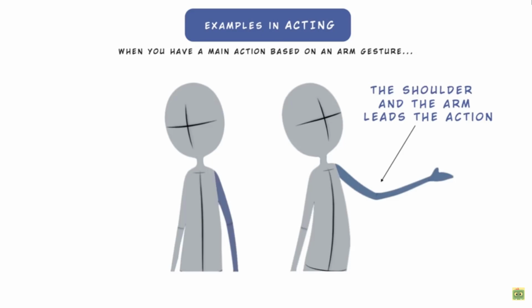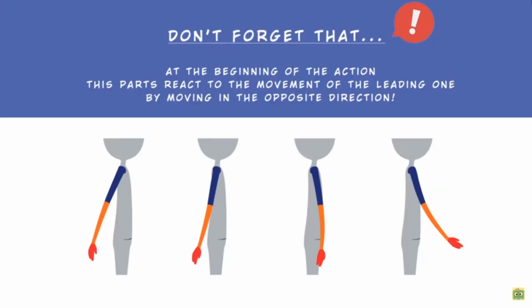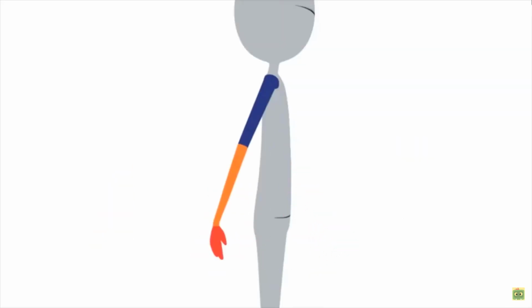So when you know which parts lead, you just have to delay the other parts that are dragged by the leading one. Don't forget that at the beginning of the action, these parts react to the movement of the leading one by moving in the opposite direction. In this example, we have a simple arm movement. The shoulder and the upper part of the arm lead the movement. So when they start to move forward, the forearm reacts, moving in the opposite direction. Then we have the same reaction on the wrist and the fingers.